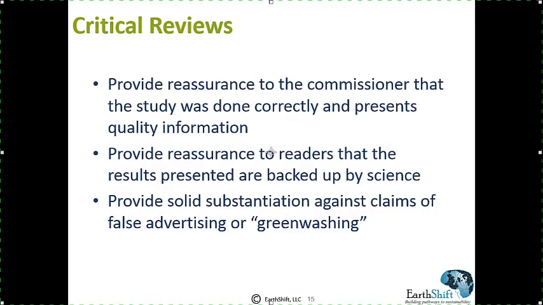What do I mean by critical review? A third party will read your report and make sure that it follows the ISO standards. There will be a revision period where the study may be revised and resubmitted to the third party for another review. The critical review process provides reassurance to the commissioner that the study was done correctly and presents quality information, and reassurance to the readers that the results presented are backed up by science. In addition, it provides solid substantiation against claims of false advertising or greenwashing.